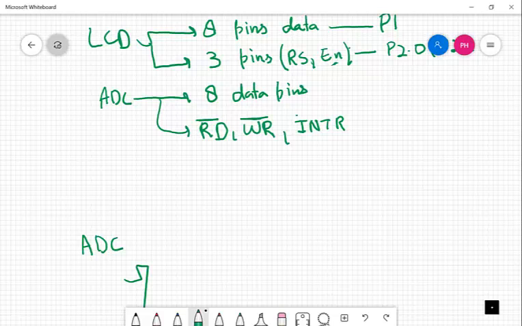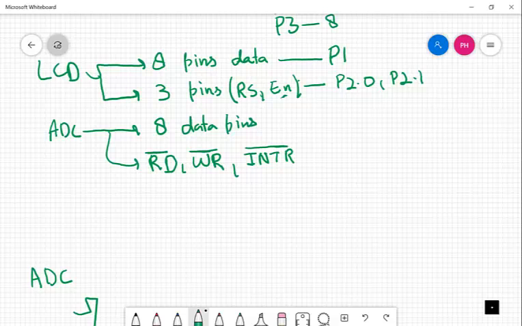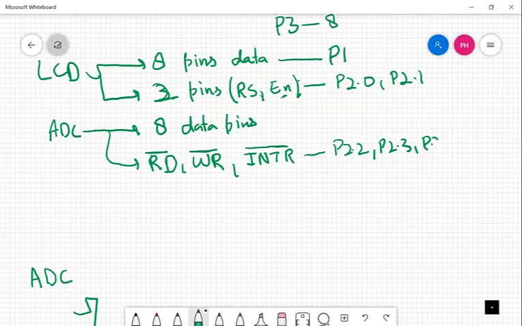One more thing. These LCD pins, all 8 data pins, will be output pins. The 2 control pins will also be output pins. These 8 data pins of the ADC will also be output pins. Read and write of the ADC will also be output pins, but this INTR will be an input pin. Maybe we will be using P2.2, P2.3 and P2.4 for controlling the ADC.